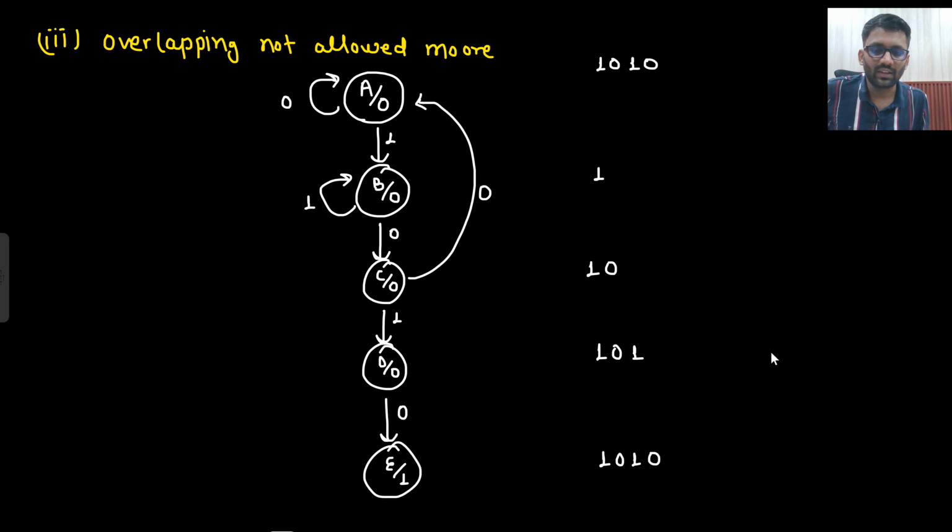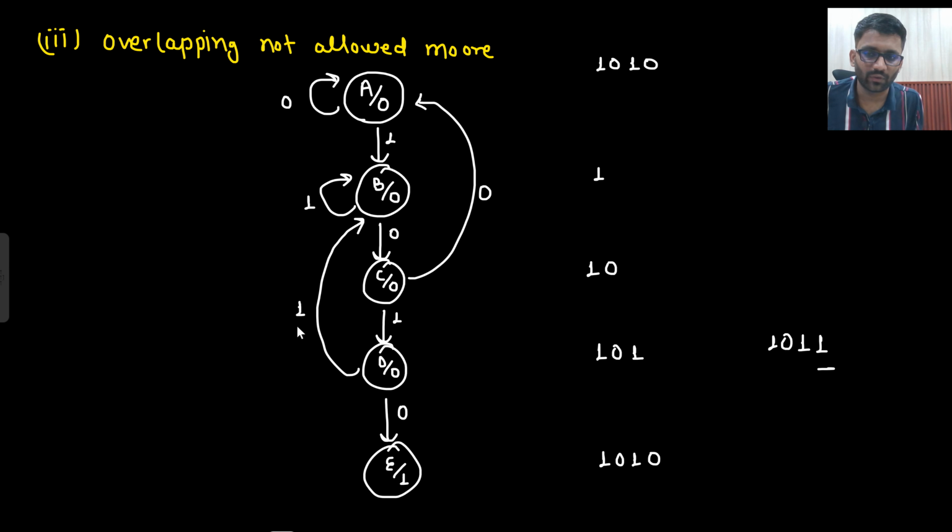What about D? 1, 0, 1. If 0 is applied, I am going to the next state. If 1 is applied, I will look for the best case. 0 1 1, no. Double 1, no. Single 1, yes. I am getting single 1 at B. So from D to B, I will be going for applied input 1.